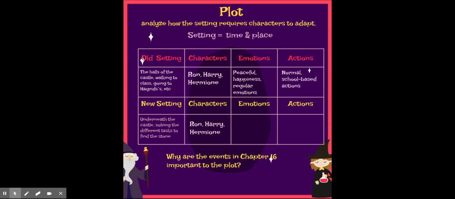Now, what happens in a new setting and how are characters adapting? A new setting that we learn about in chapter 16 is underneath the castle. They're solving different tasks in order to try to find the stone. And it's our same characters. What emotions are they feeling now? Well, a little bit of fear. They're a little bit desperate, maybe a little bit of regret, and even some reliance.